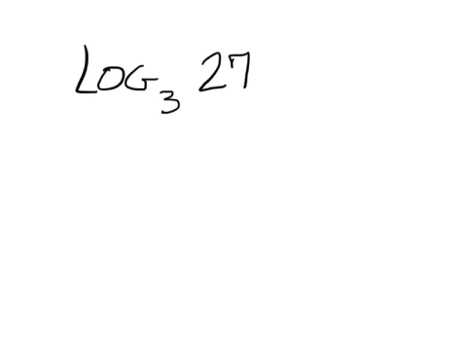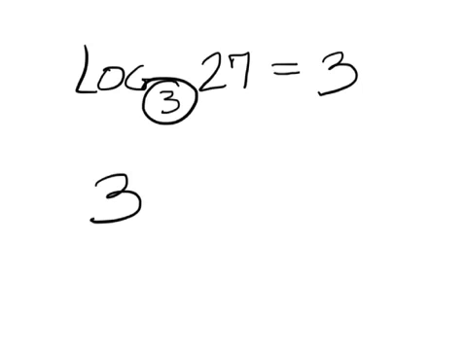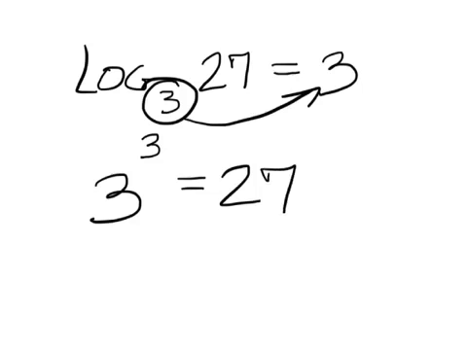If I had log base 3 of 27 equals 3, that's the same thing as writing 3, which is this one on the bottom, 3 to this power equals 27. 3 to the third is 27.